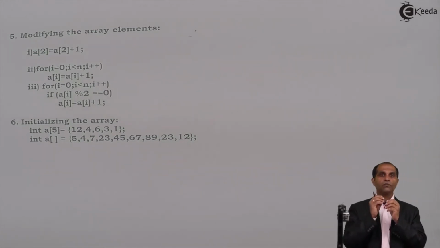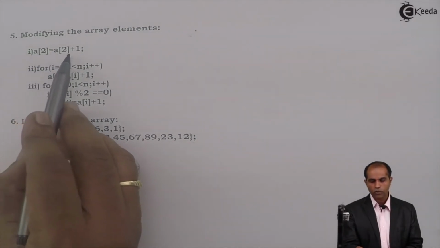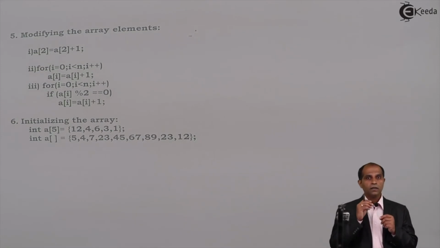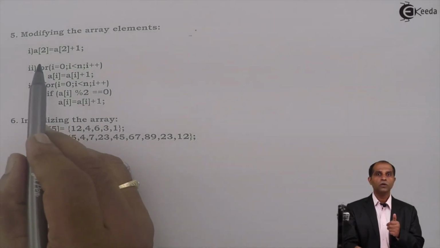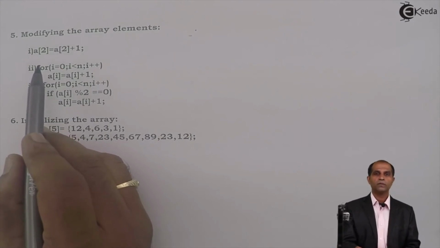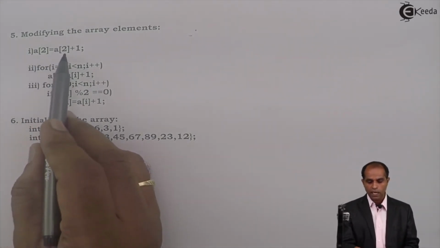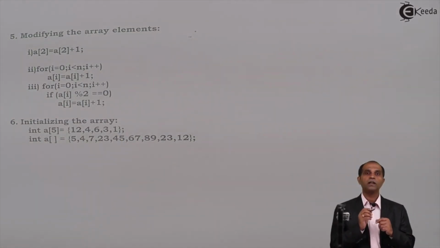So whenever I wish to refer to the element, I can refer directly to the index: a of 2 equals a of 2 plus 1. What this says? This says that the third element of the array, wait, am I speaking true? Third element, yes. When I say 2, the index starts with 0, it means that 2 is actually the third element. So a of 2, that is the third element, is added with 1 and the result is stored back to the third element. This is how we modify a single element.